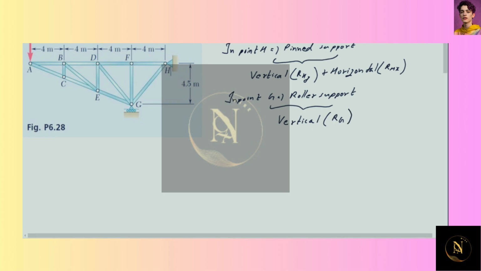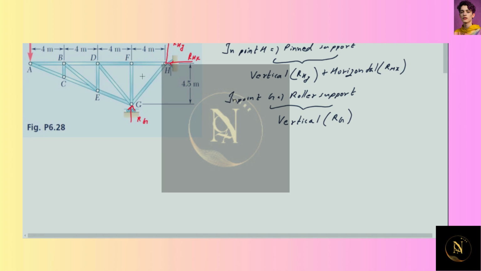Now let's draw the forces here itself. So this will be R of HY and this will be R of HX, and here this will be R of G. Now to calculate the forces in each member, first we draw the free body diagram of this entire truss, and now let's apply the equilibrium equations. So first we have to calculate support reactions.